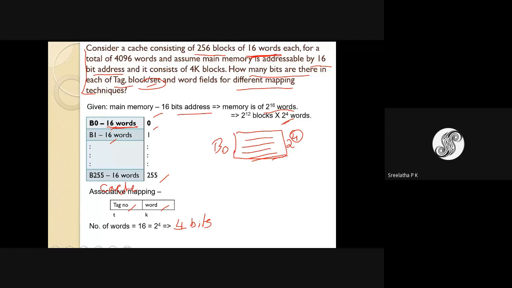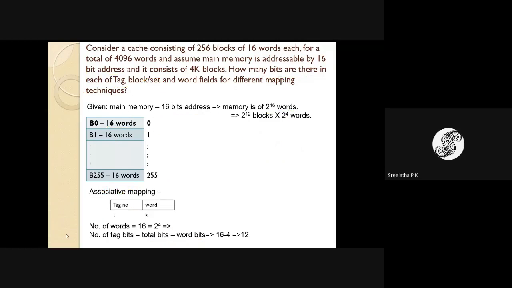Now coming to the tag number, it is the total number of bits for the address minus the word bits. How many bits are required for the address? How will I know? For main memory, it is given. It is 16 bits for the address. So 16 minus 4 is 12.